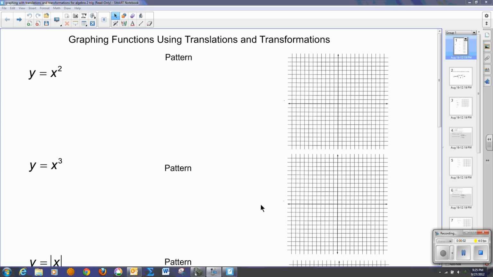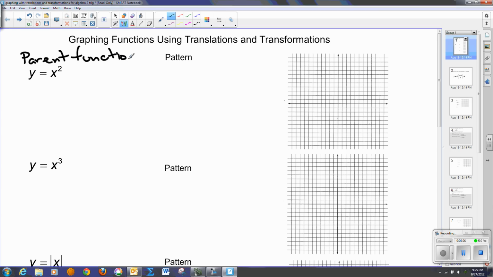So today we're going to talk about graphing functions using translations and transformations. And the premise of today is we're going to be working with these things called parent functions. Now, parent functions are basically like stripped down versions of cars, no air conditioning, no electric windows, et cetera, et cetera. They're basic functions.